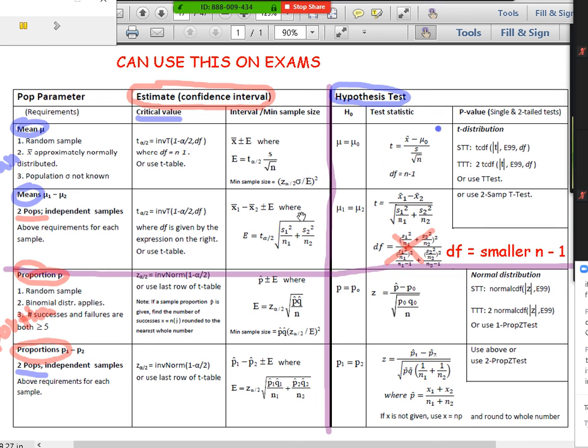The other thing I want you to do is, do you guys see right here where I have degrees of freedom X'd out? Do you see that? Cross that out, and instead of this big complicated formula, your book just uses degrees of freedom equal to the smaller n. You have two samples, two sample sizes, two n's. Whichever n is smaller, you take that and subtract 1 from it. That's going to be your degrees of freedom. That's close enough, that's what your book uses.